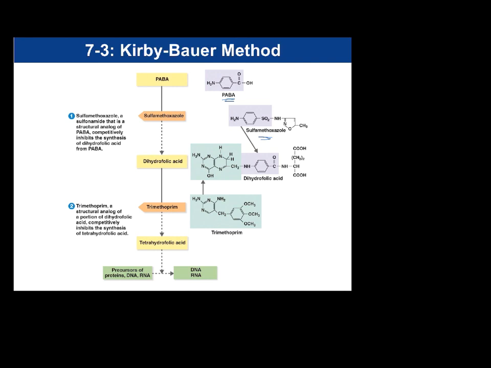Trimethoprim interacts with dihydrofolic acid turning into tetrahydrofolic acid. How? It too is a competitive inhibitor. So it acts as the substrate to our active site. So both sulfa and trimethoprim taken together use less than what they would need on their own.